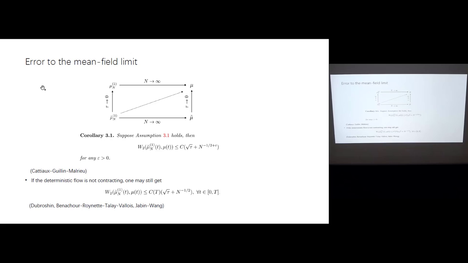How does the constant grow with t? It's e to the power t, like standard, if you do it in Gronwall, right. But that's not our fault, because given any ODE, if it's not a contraction, there's always an error. That's the implicit error, and that's the case with our method.